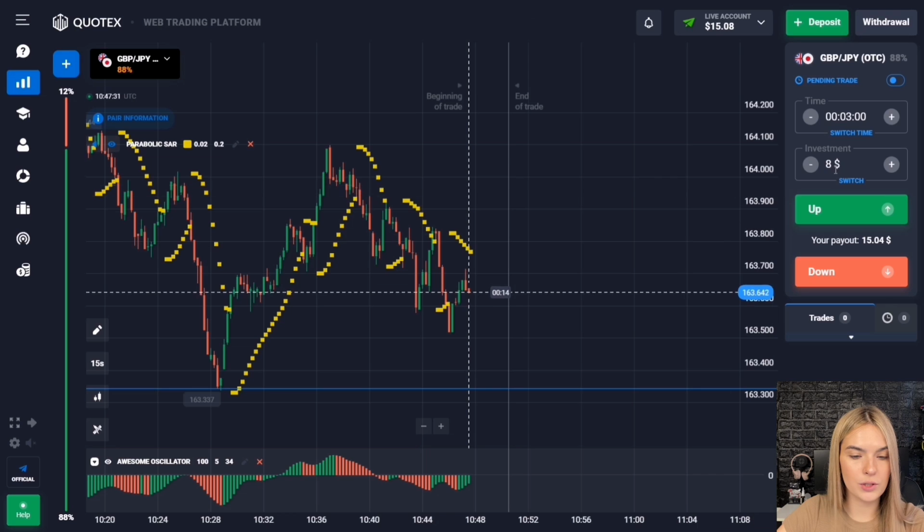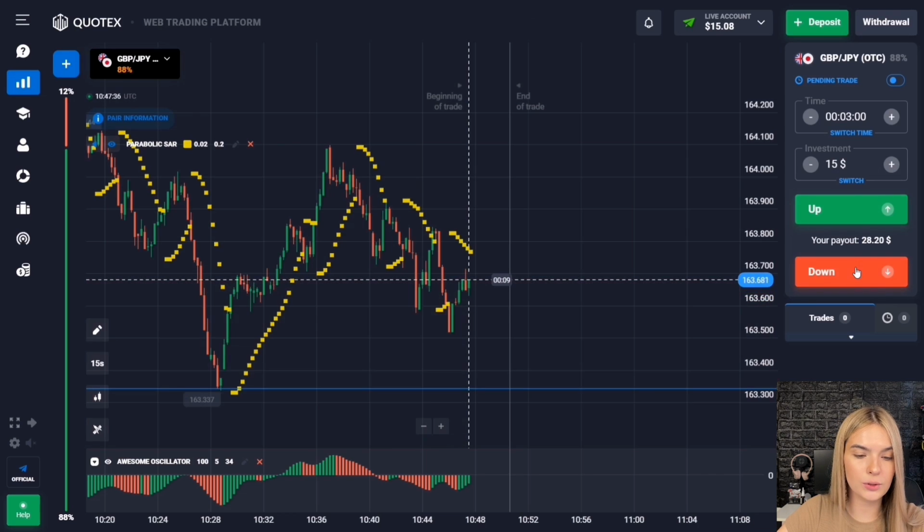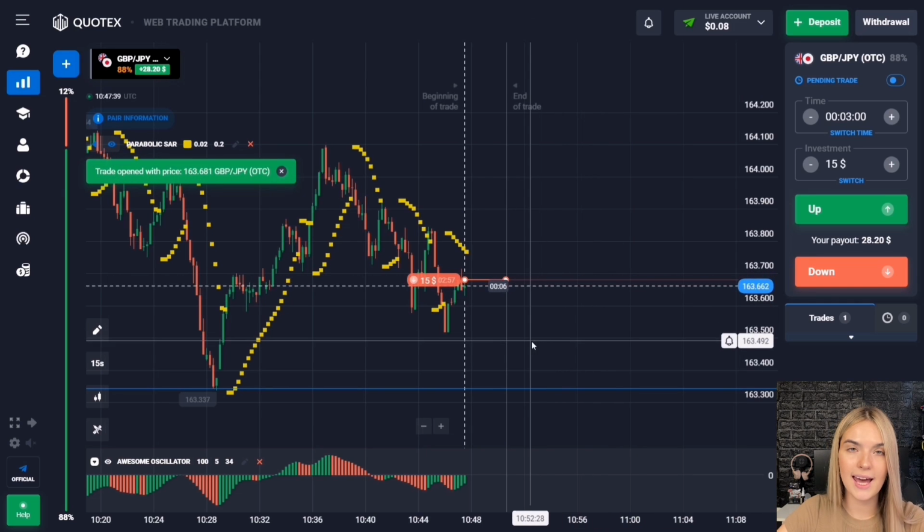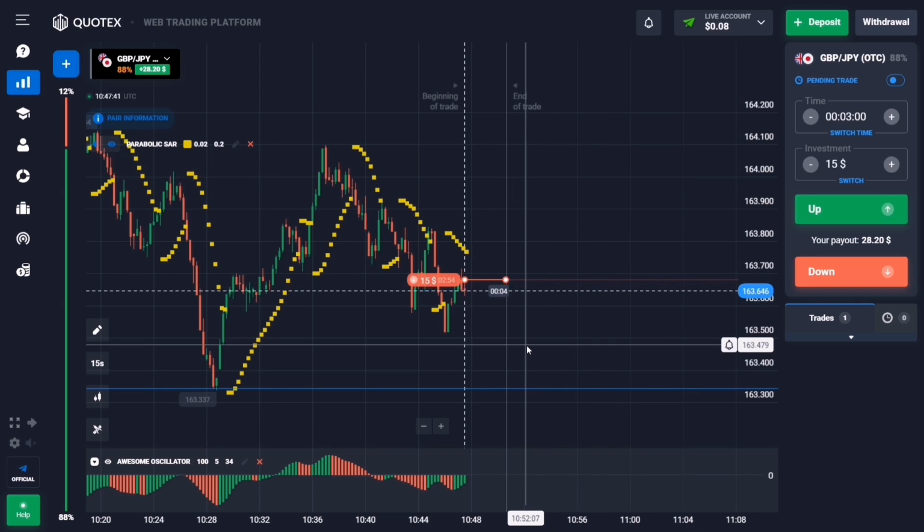Here we will go down with you again for 3 minutes. I think that in this situation the downward movement is more likely to continue and 3 minutes will be quite enough for it. And so guys, let's wait for the end of our deal.